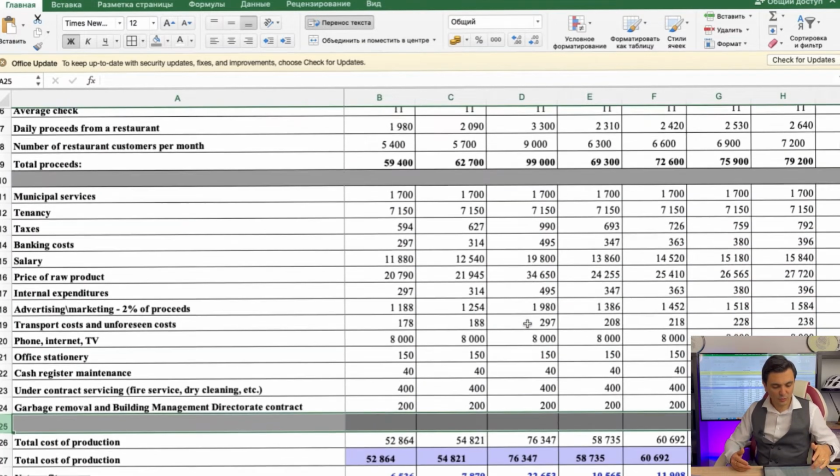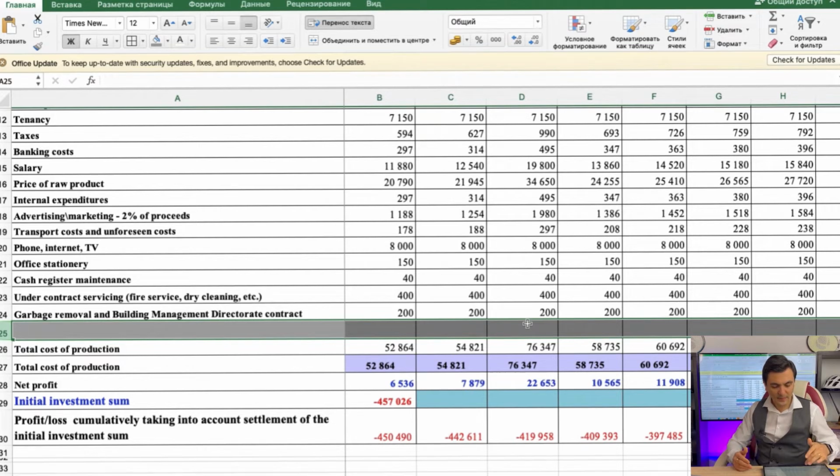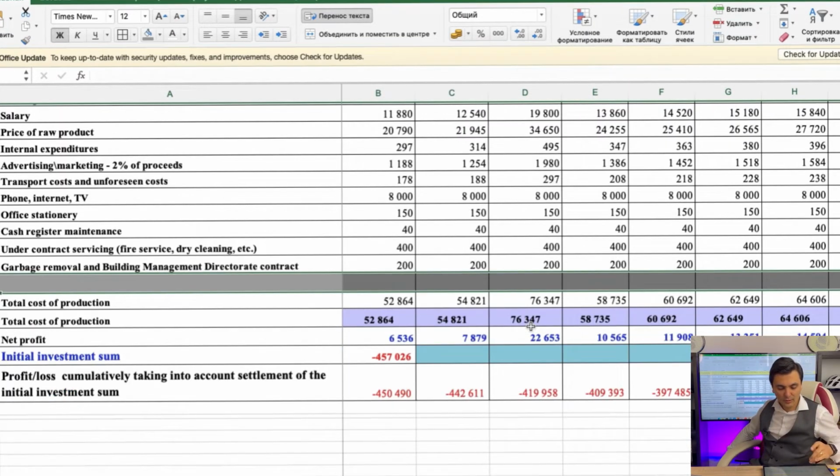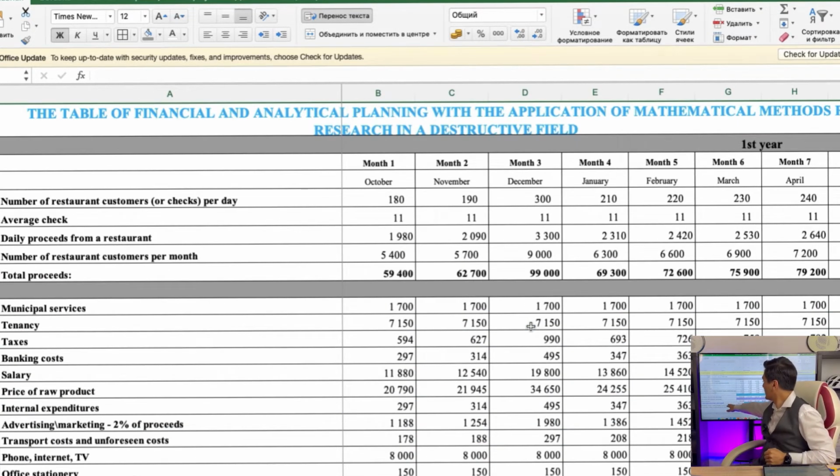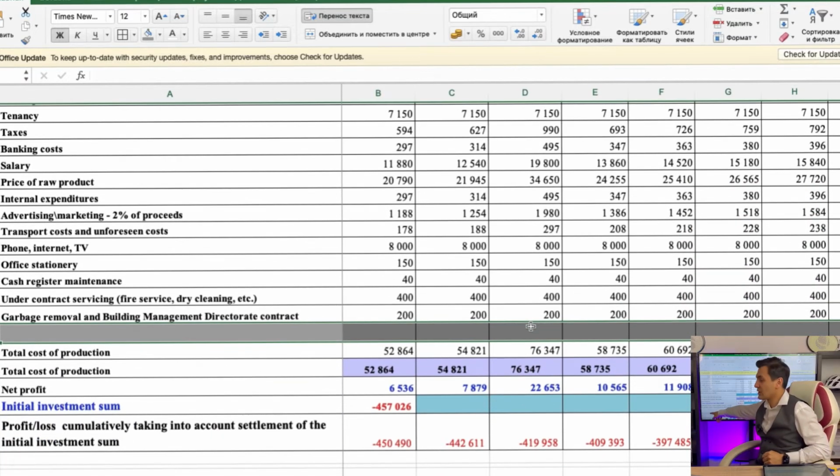We recognize that the next row is total cost price, and we see that we have minus 156,435 rubles as a net profit. Which means that if we have 180 checks per day while working on this project, we'll be running at a deficit of 156,000 rubles. Here we have total one-time investment which we had in the expenditure tab.